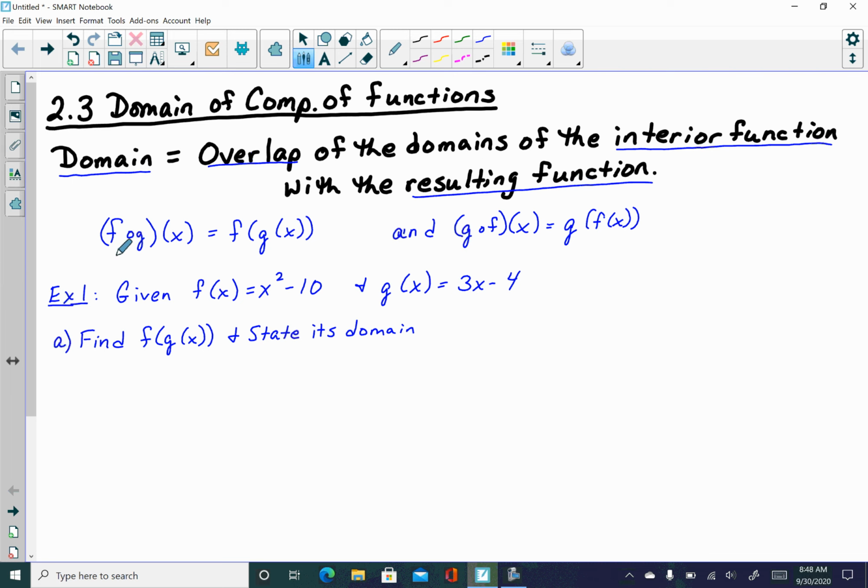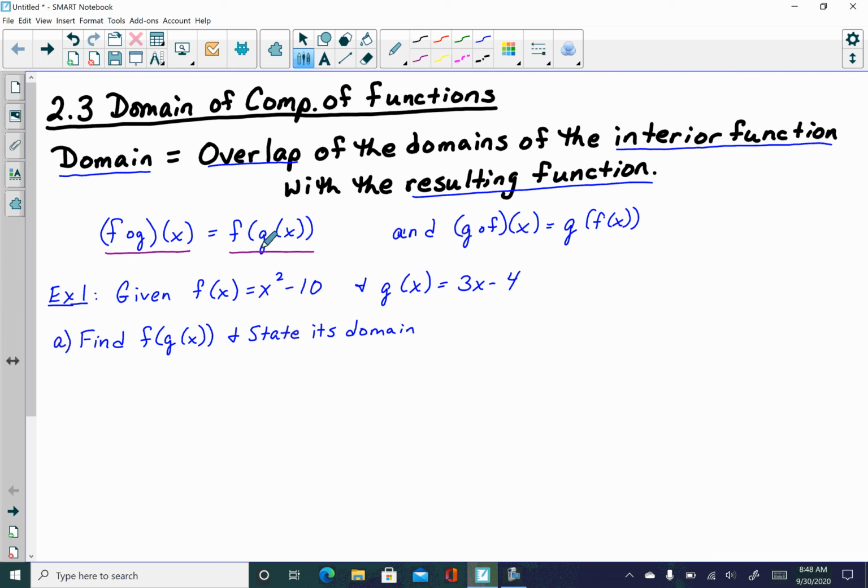Composition of functions can be represented in one of two ways. As I mentioned in the content video, it's f followed by g of x, and it kind of looks like f circle g. In MyLab Math, they tend to use this notation more than the one over here on the right. I typically use the one on the right, but it means the same thing: f followed by g of x is really f of g of x.